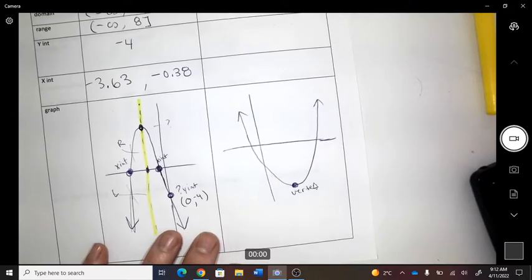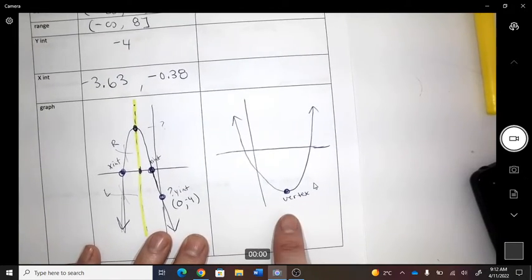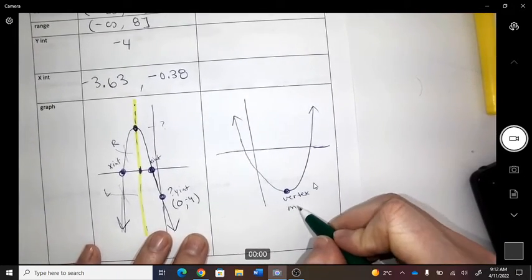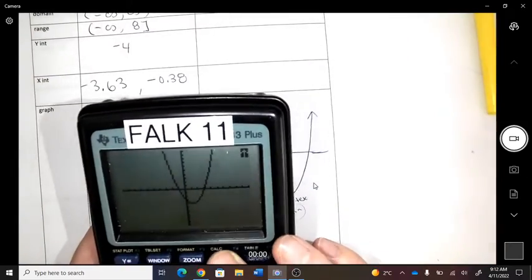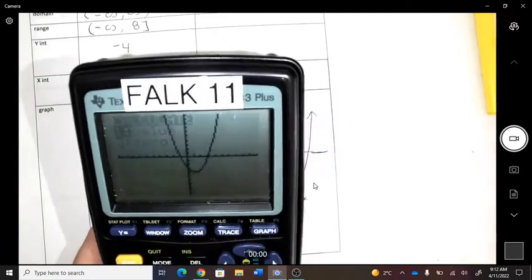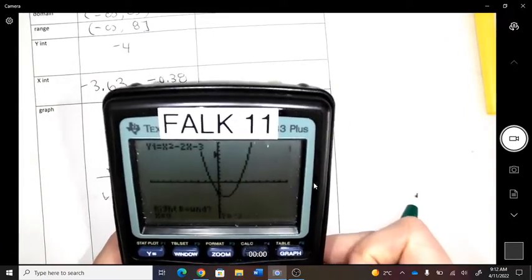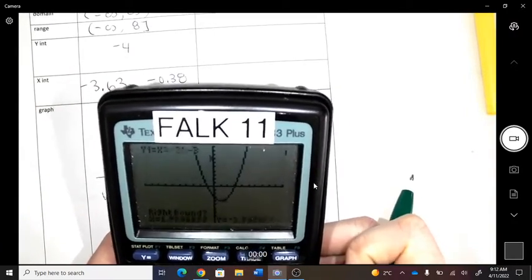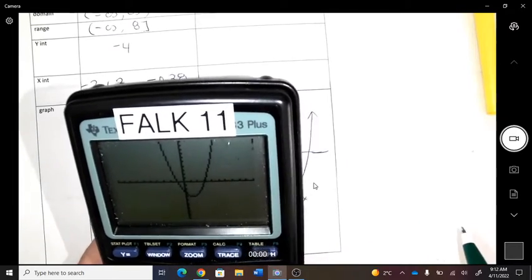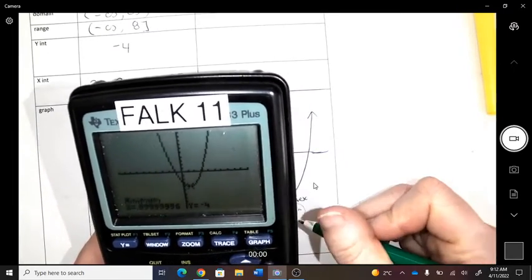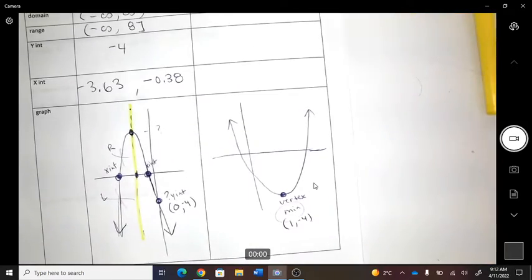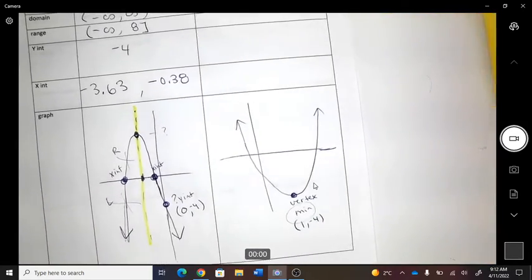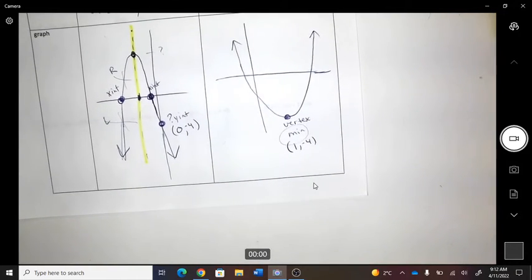Okay, first question, vertex. So you're going to calculate on this one, it will be a minimum, right? So calculate a minimum. Move your mouse left and right. I got a 1, negative 4. If anybody matches that.